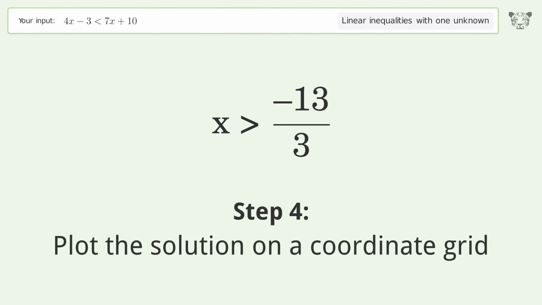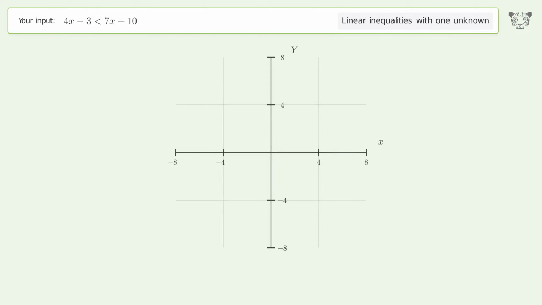Plot the solution on a coordinate grid. And so the final result is x greater than -13/3 greater than -41/3.